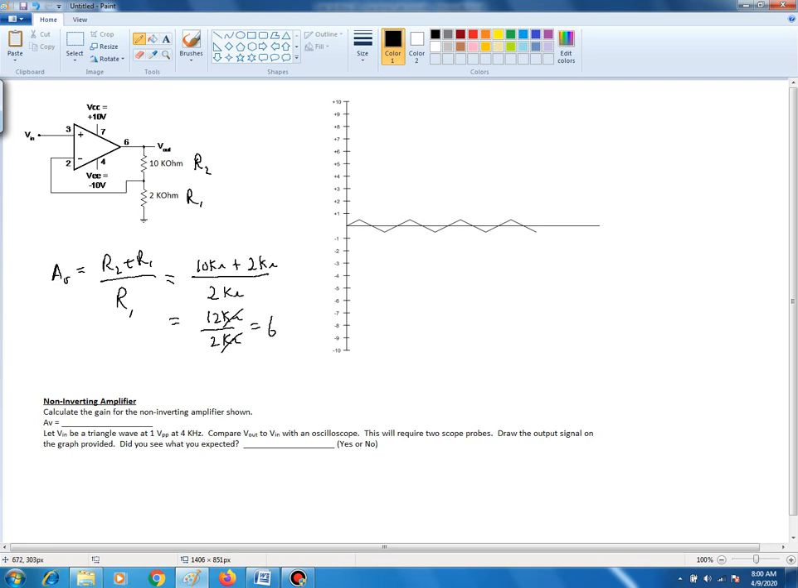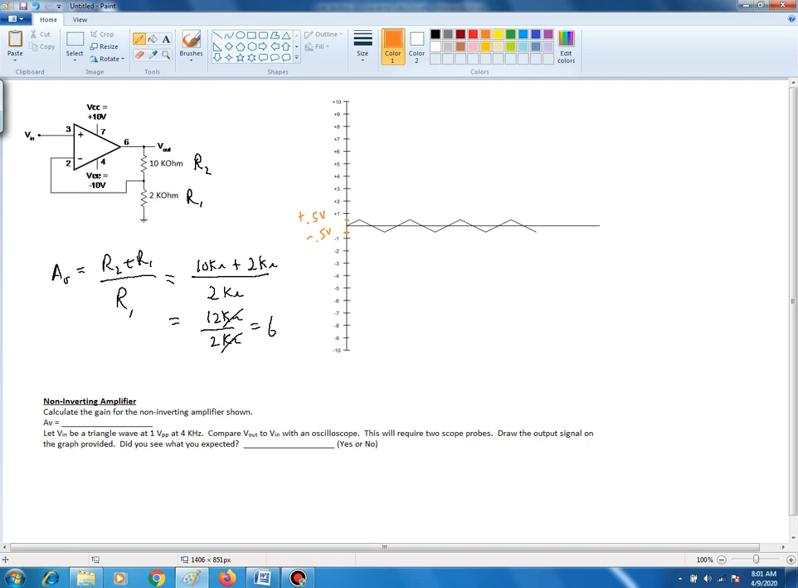Now, just like on the previous example for the non-inverting amplifier, we see that the peak of the triangle wave is on the positive side at 0.5 volts, positive 0.5 volts, and on the negative side, right there, we're at negative 0.5 volts. So therefore, to figure out what the peaks are of the triangle waves, what I'm going to do is to just figure out what V peak will actually be.